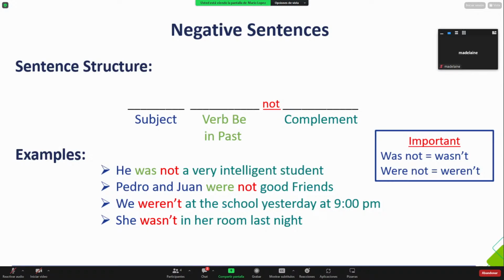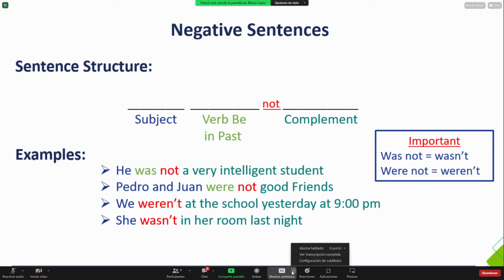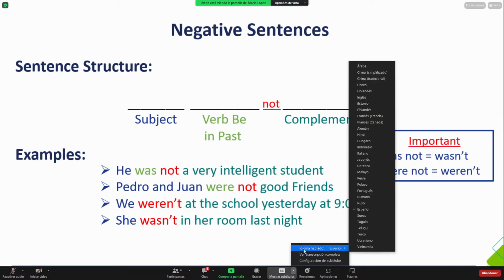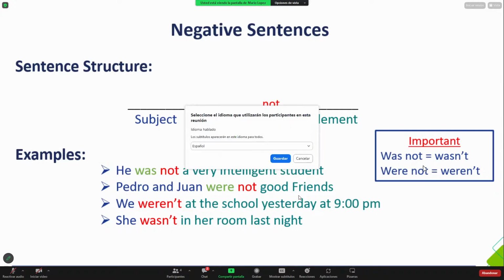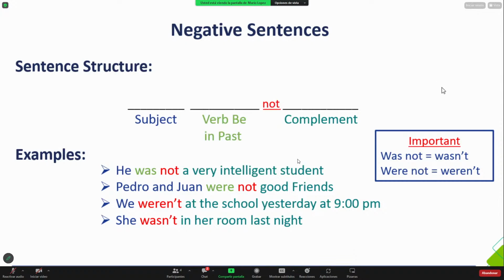Pedro and Juan were not good friends. Pedro y Juan were not, no eran buenos amigos. We just add not after the verb and we have the negative sentence. Nada más agregamos el not después del verbo y tenemos la oración negativa.